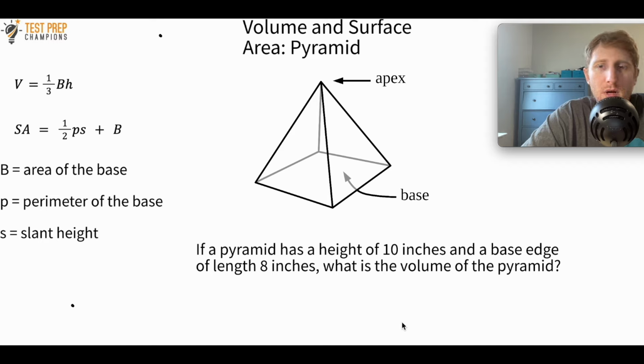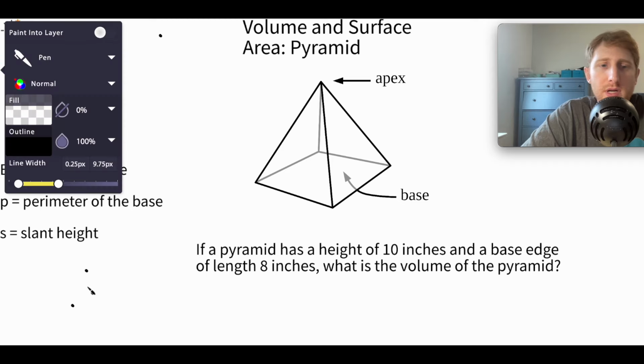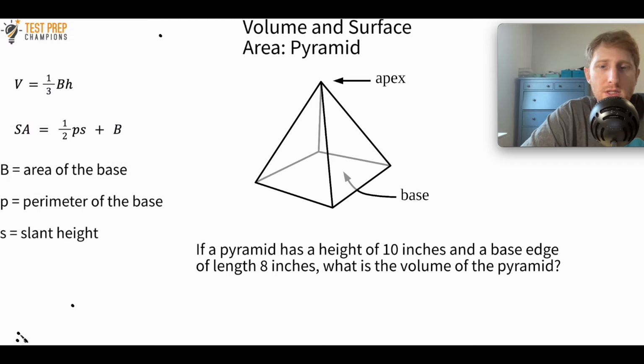Okay, so as I promised, there is a slight twist to this question. The twist is that we need to plug the area of the base into the formula. Now, the question doesn't give you the area of the base. The question just tells you a base edge of length 8 inches. So you might be wondering, what in the world does that mean? Well, if we look at the figure here on screen, we should see that the base is a square. So this pyramid has a square base.